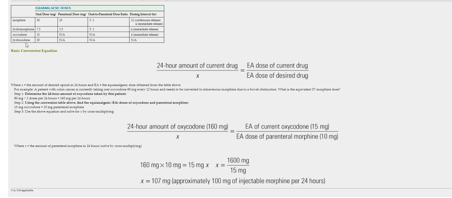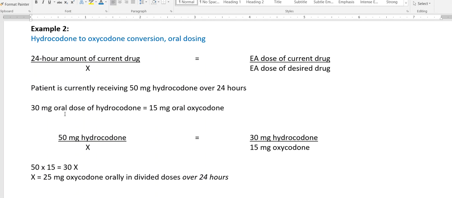Then when I consult my equianalgesia table, I see that, here's the oral column, 30 milligrams of hydrocodone is analgesic or equivalent to 15 milligrams of oral oxycodone. So 30 to 15, and I wrote that down too so I wouldn't forget it. 30 milligrams of oral hydrocodone equivalent to 15 milligrams of oral oxycodone. So when I set these numbers up in my basic conversion equation, the patient's receiving 50 milligrams of hydrocodone over 24 hours. My X is the 24-hour dose of oxycodone that I want the patient to receive, and my equianalgesia numbers are on the right-hand side of the equation.